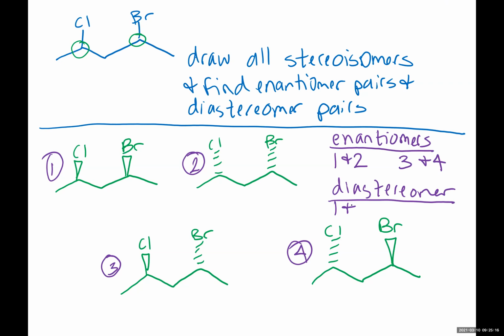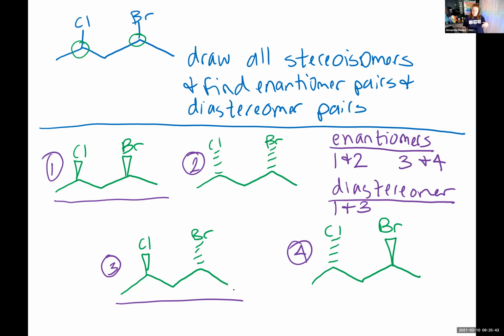And we can look at it to compare. So if we look at compound 1 and compound 3, the chlorines are both on wedges. The chlorine half of the molecule is identical. On number 1, the bromine's on a wedge, and on number 3, the bromine's on a dash. So the bromine half of the molecule is opposite. So they're half identical and half opposite. That's how we label them as diastereomers.